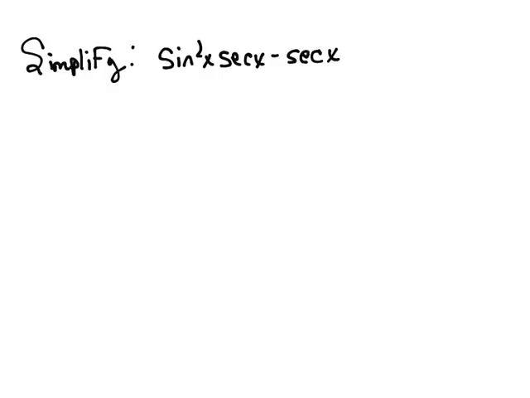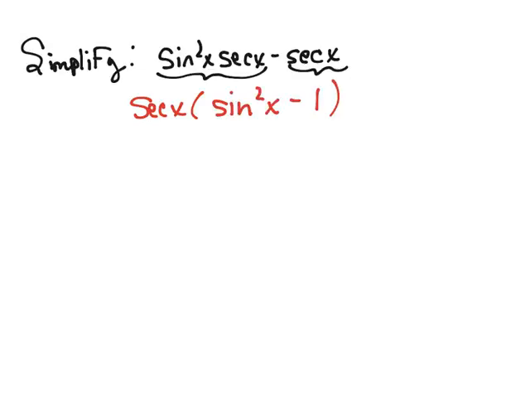So when I look at this example, I want to simplify sine squared x secant x minus secant x. If you'll notice, we have two terms, and the common factor that they have is secant. So I'm going to factor that secant out. When I do that, that's going to leave me sine squared minus 1.